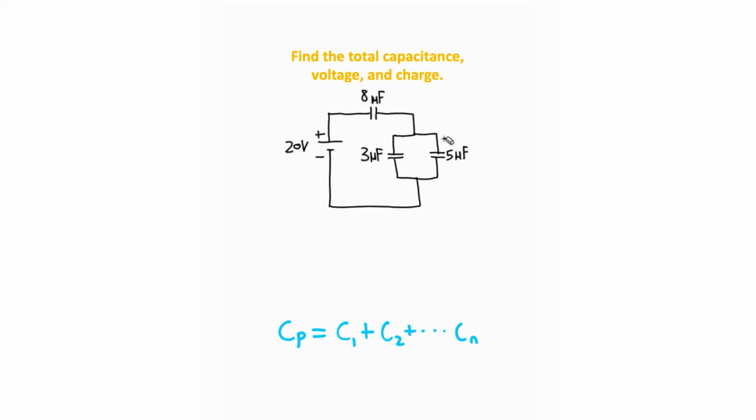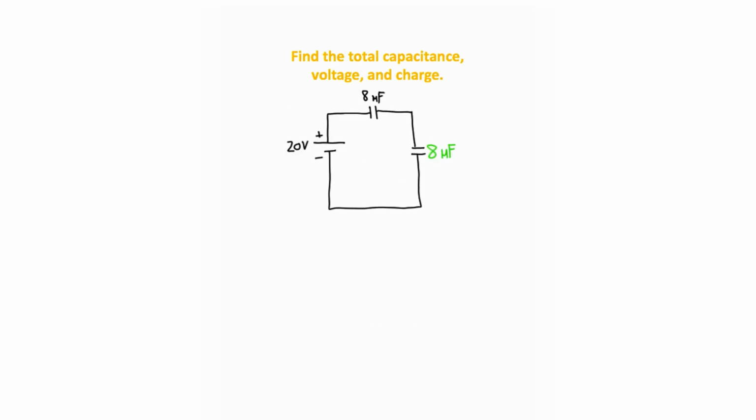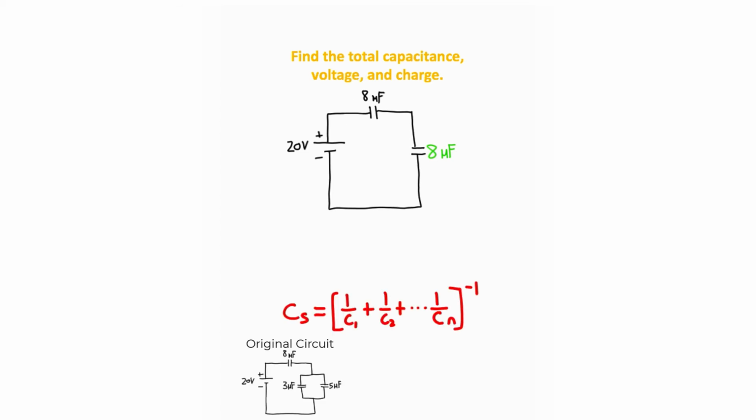And since we only have two capacitors, I'm only going to account for two capacitors in this equation. So we have the 3 microfarad capacitor and the 5 microfarad capacitor. So we have 3 plus 5, which will give us 8 microfarads. So we can take these two capacitors right here and combine them into a single 8 microfarad capacitor. Now we have two capacitors in series. So I'm going to go ahead and use the series equation, which looks like this.